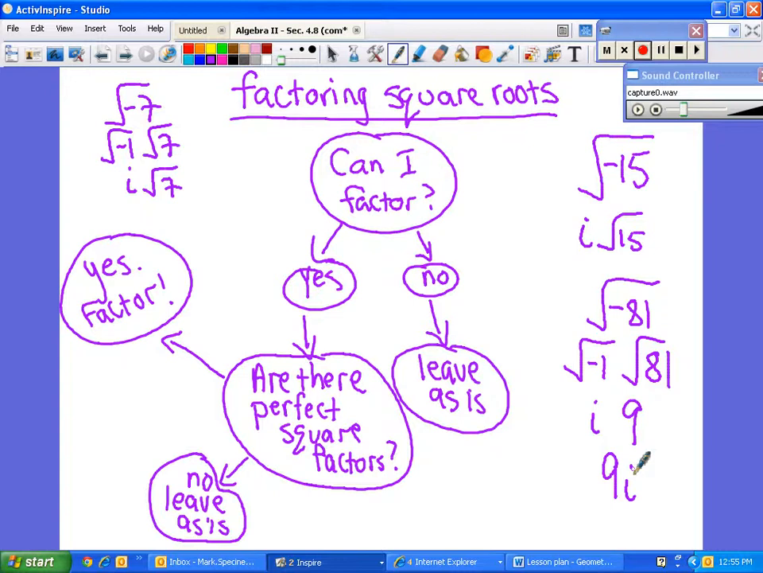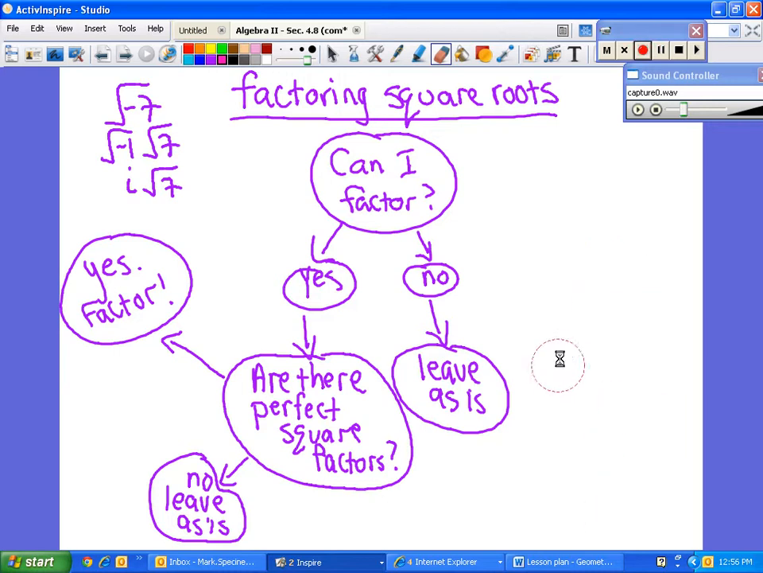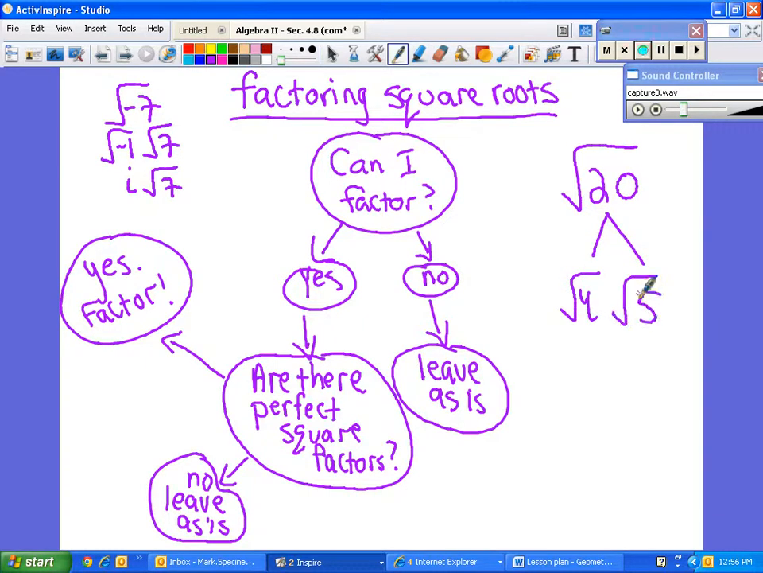What if you have 20? Are there perfect square factors of 20? 5 and 4. Right? So then you would factor it. The square root of 20 becomes the square root of 4 times the square root of 5. The square root of 4 is 2, so 2 square root of 5. Well, this is positive 20, but if it were negative 20, it would be 2i square root of 5.